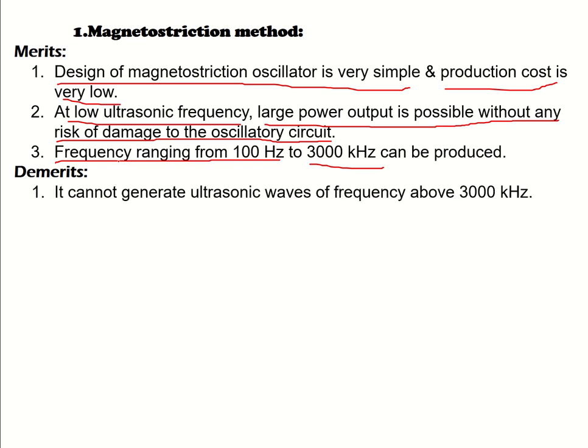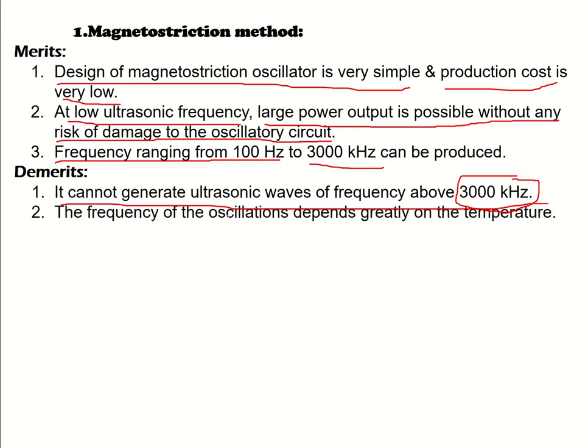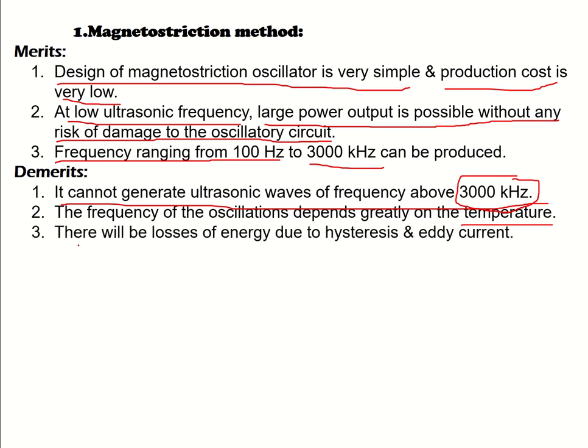The first demerit is it cannot generate the ultrasonic wave of frequency beyond 3000 kilohertz. The second demerit is the frequency of the oscillator depends greatly upon the temperature. And the third demerit is there will be losses of energy due to hysteresis as well as eddy current, because we are using a ferromagnetic rod as a core of a particular transformer. So hysteresis losses and eddy current losses will always be there.